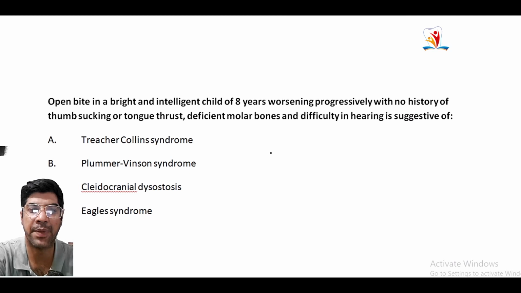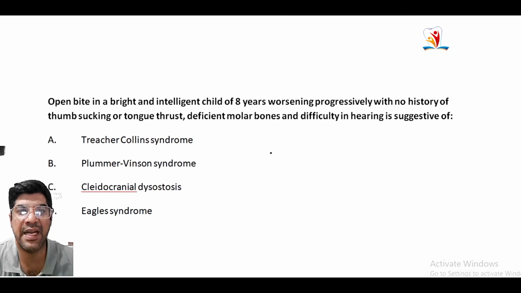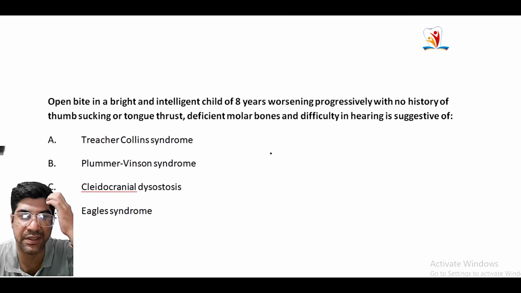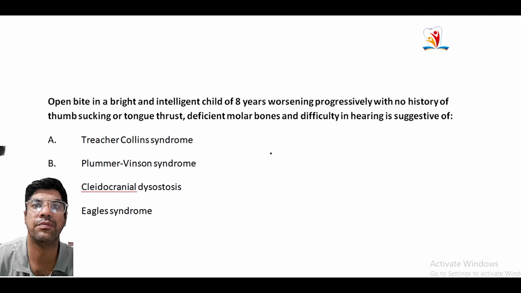Open bite in a bright and intelligent child of 8 years, worsening progressively with no history of thumb sucking or tongue thrust, with deficient malar bones and difficulty in hearing. It is suggestive of Treacher Collins syndrome.